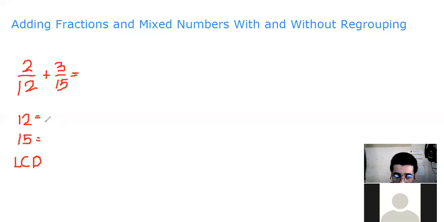Kukuhanin natin lahat ng multiple ni 12. So, sa una, we have 12. Then, anong kasunod ng multiple ni 12? That is 24. Parang 12 times 1, 12. 12 times 2, 24. 12 times 3, that is 36. 12 times 4, that is 48. Then, 12 times 5, that is 60. So, stop na muna tayo kay 60.